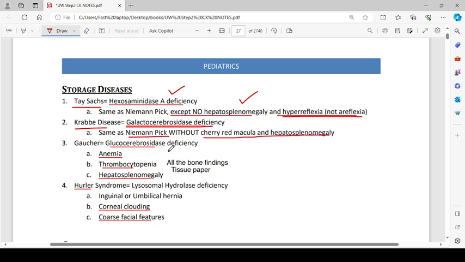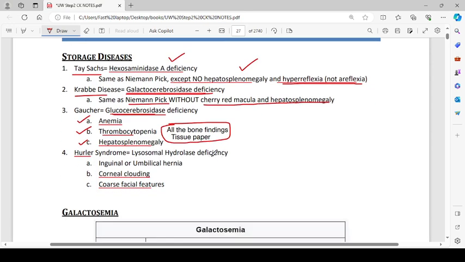Then Gaucher disease, it is a glucocerebrosidase deficiency. It presents with anemia, thrombocytopenia, and hepatosplenomegaly. There are bone findings and crumpled tissue paper macrophages, like the macrophage cytoplasm appears as crumpled tissue paper. I think they're trying to mention that. Then Hurler syndrome, lysosomal hydrolase deficiency, inguinal or umbilical hernias will be present, corneal clouding, and coarse facial features.